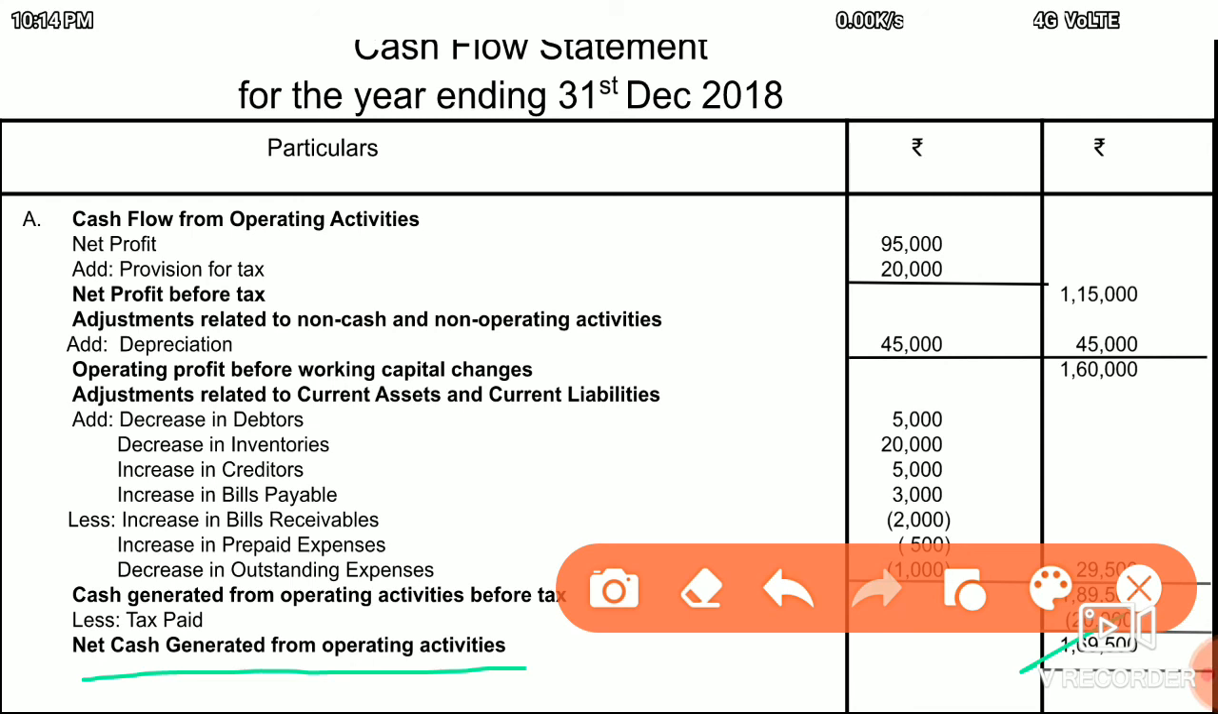I hope you have understood how we have calculated the cash flows from operating activities. The steps involved were, first of all, we found out the net profit before tax, then we adjusted the non-cash and non-operating items in the income statement, then we found out our operating profit. After that, we adjusted the current assets and the current liabilities, then we got the cash generated from operating activities before tax, then we deducted the tax that gave us the net cash generated from operating activities.